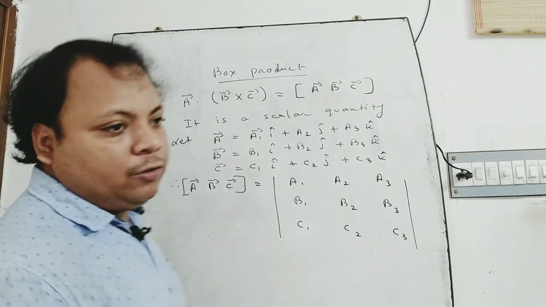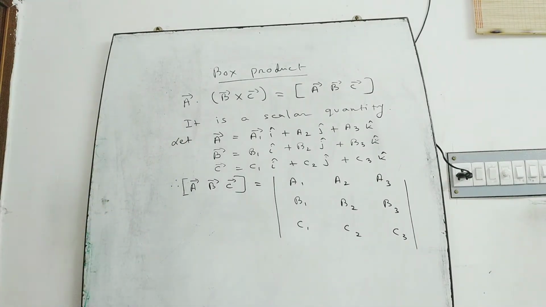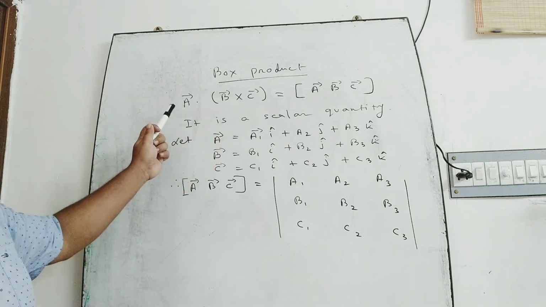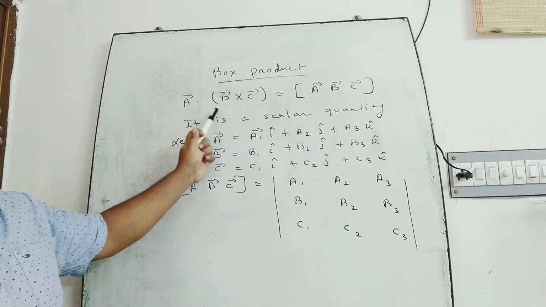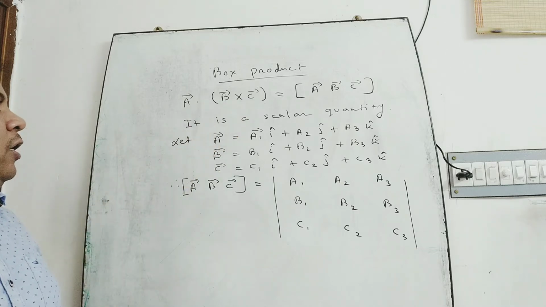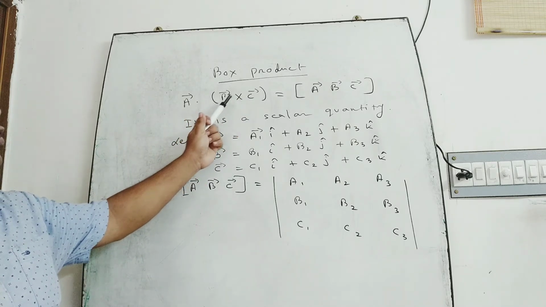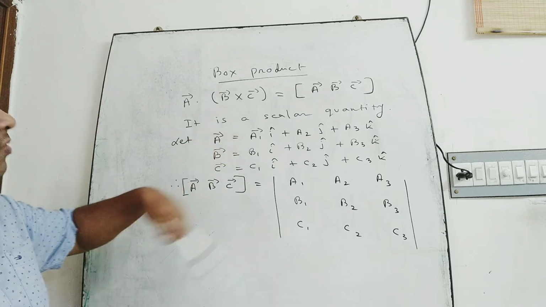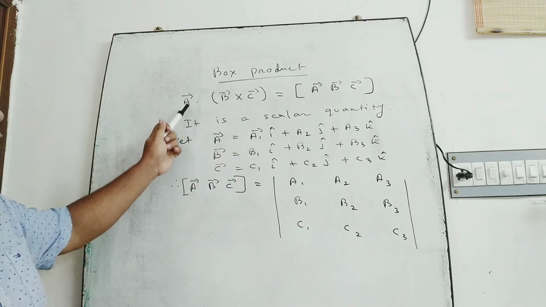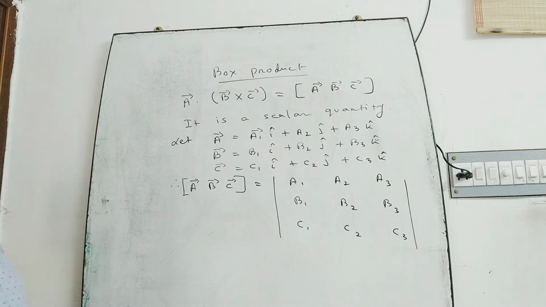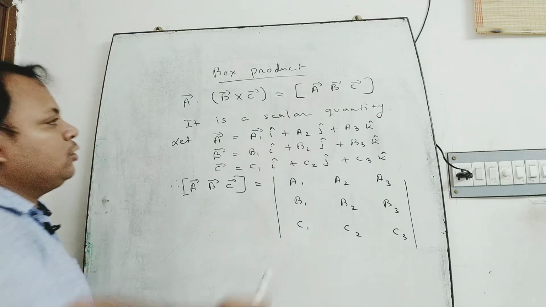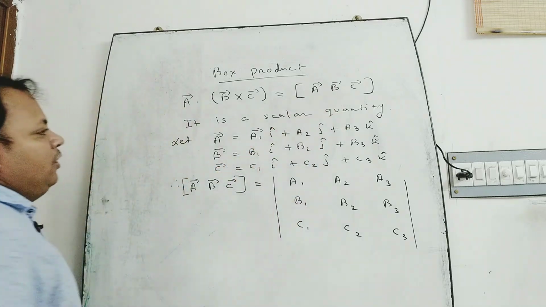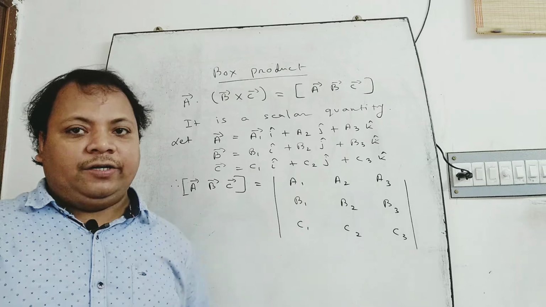Now box product, or vector triple dot product. Box product can be written as A vector dot B vector cross C vector. B vector cross C vector is within the first bracket. That is the cross product between B vector and C vector, which is then multiplied with A vector by dot product. This is known as box product. It can also be written as box of ABC. It is a purely scalar quantity.